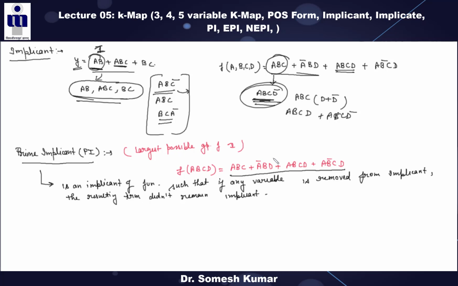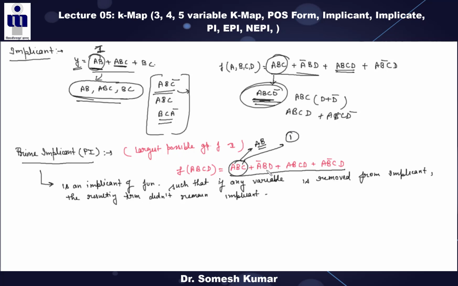Now, which are your prime implicants? As per our statement, from this first one, ABC, if any variable is removed, say we remove C, then the resulting term is AB. So is AB an implicant of this function or not? No, because these are the four implicants. So ABC is one prime implicant. Next, what about A bar BD?